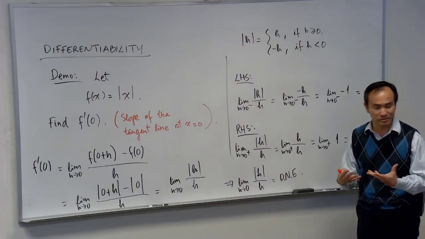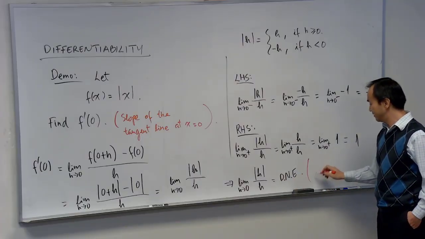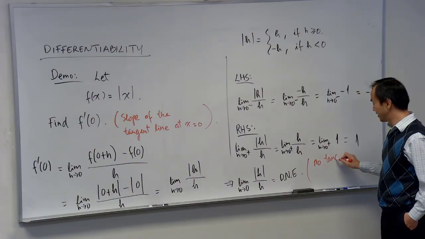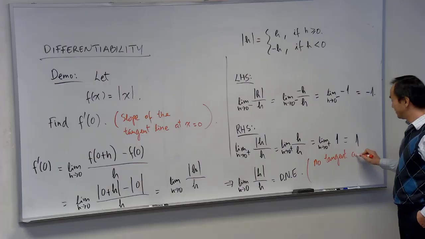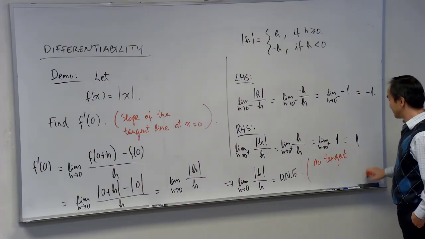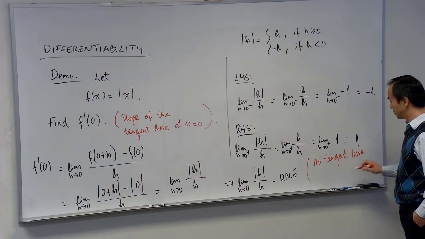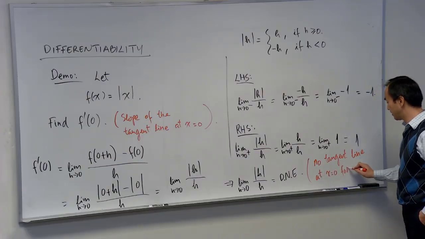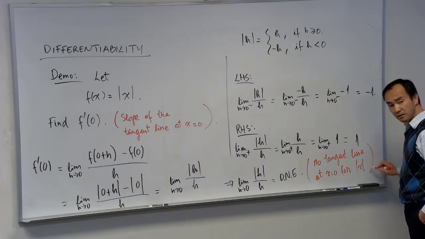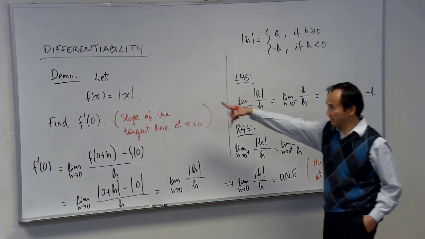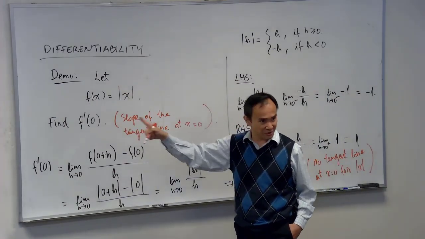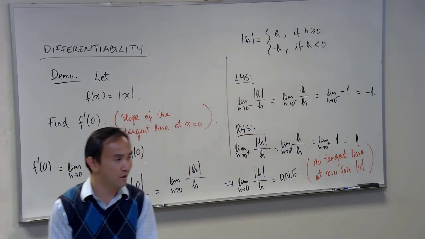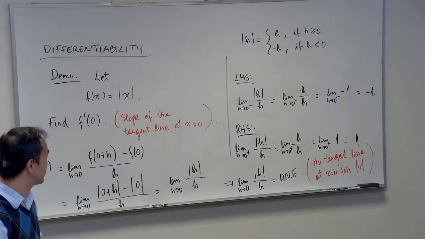So what does that mean in terms of the tangent line right here? There's no tangent line. No tangent line at x equals 0 for this function, absolute value of x. The function was absolute value of x. We were asked to find the tangent line, the slope of the tangent line, right? But then that slope is a non-existing value right there. So I'm saying there's no tangent line.